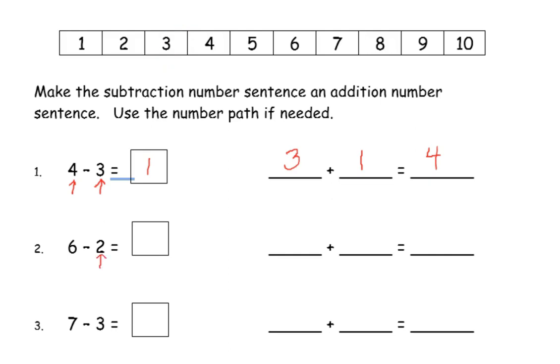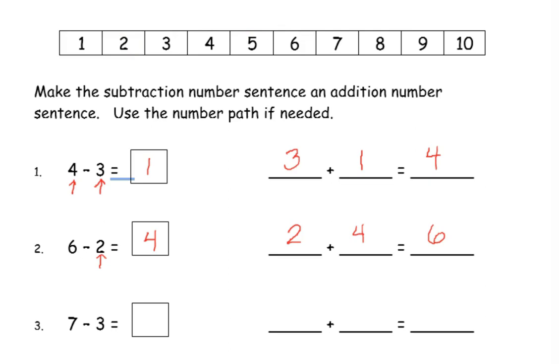I'll start with the 2 on the number path and see how many hops it takes me to get to 6. So I count 1, 2, 3, 4. It took me 4 hops to get to the 6. That means that 6 and 2 are 4 spaces apart on the number line. To show the addition problem, I'll show exactly what I did on the number path. I started on 2, I hopped forward 4 places, and I landed on the 6.